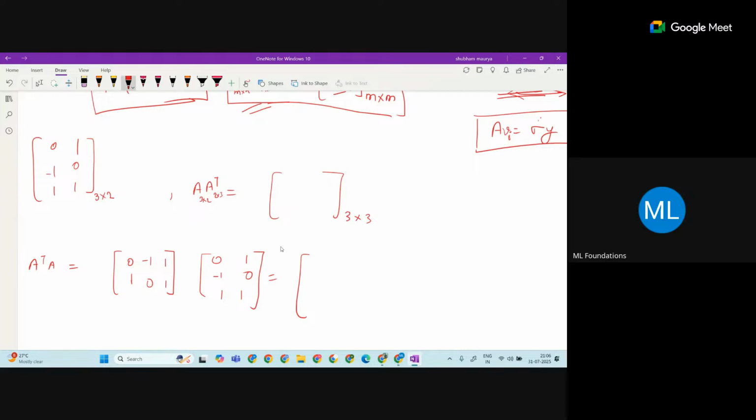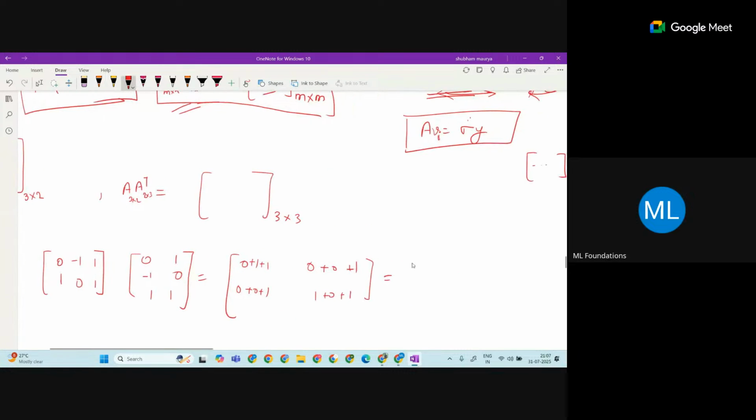Now if you multiply it, this is 0 plus 1, so this is 1 here. And 0 plus 1, and multiplying for this one, 0 plus 1. And here 1 plus 0 plus 1. So this is going to be 2, 1, 1.